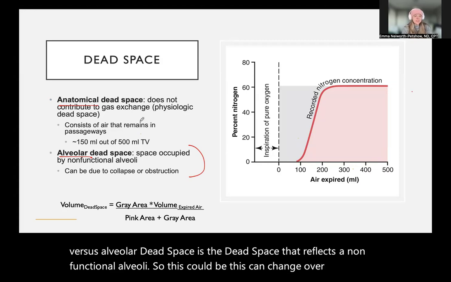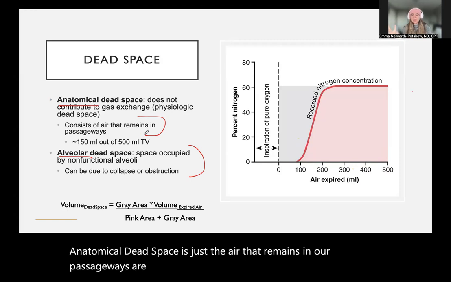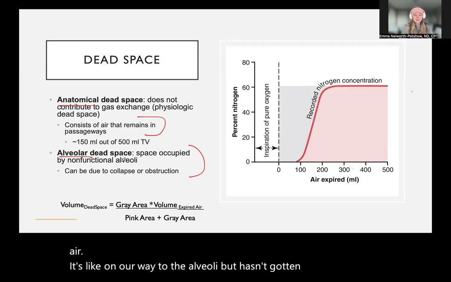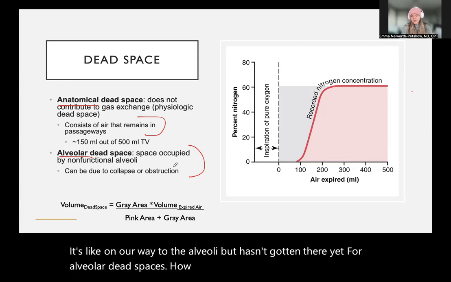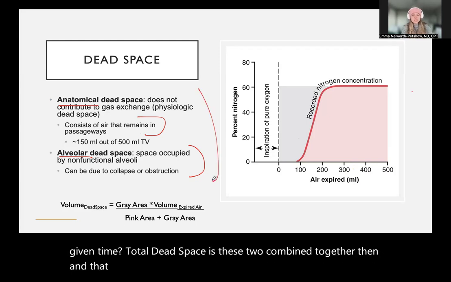Anatomical dead space is just the air that remains in our conducting passageways of the lungs. So it's the air that's on our way to the alveoli but hasn't gotten there yet. Versus the alveolar dead space is how many alveoli are non-functional at a given time. Total dead space is these two combined together, and that can directly affect our efficiency of ventilation.